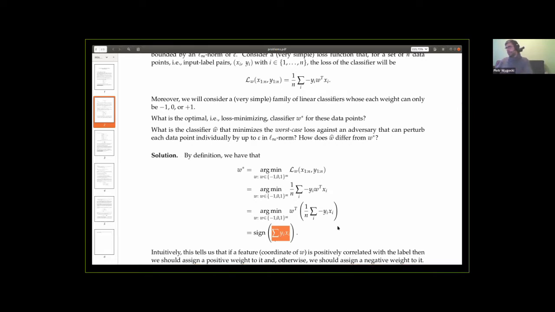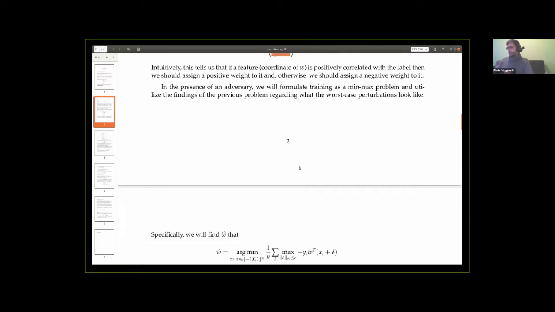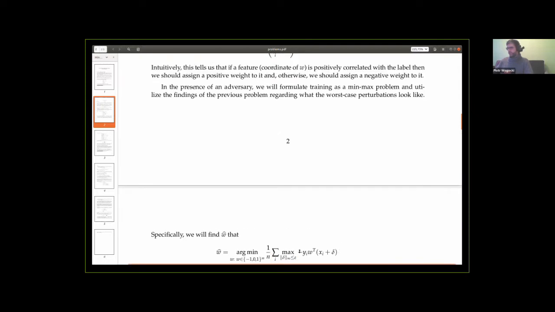I hope it's clear. And now let's focus on our adversarial training. Again, by definition, we are looking for W which minimizes our loss function, but our loss function is now in a different form. So instead of just optimizing this as it was done in the previous case, now we are looking for delta which somehow makes our XY as bad as it can be.